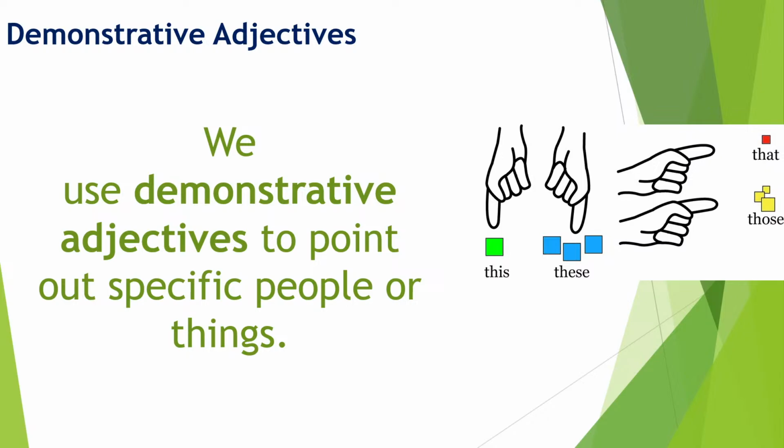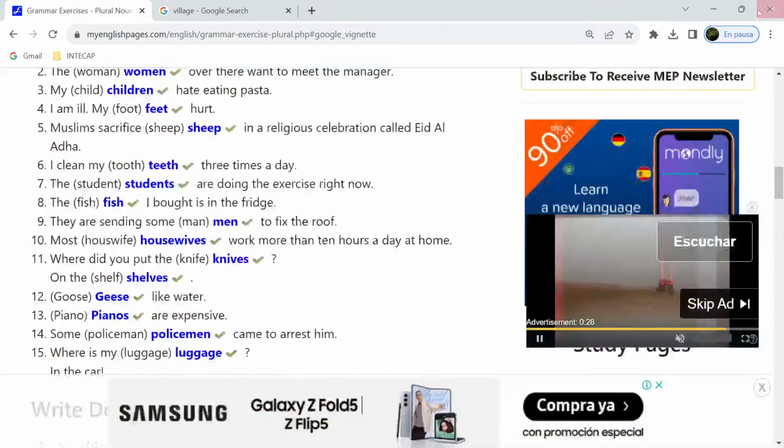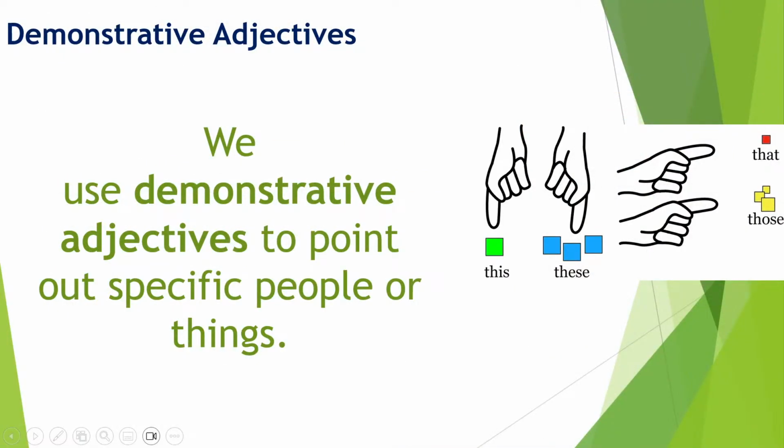demonstrative adjectives in English. What are those? Let's talk about them. A demonstrative adjective points out specific people or things. It depends on the distance at which the object or the person is, whether I can use one or the other. So we are going to talk about them today.